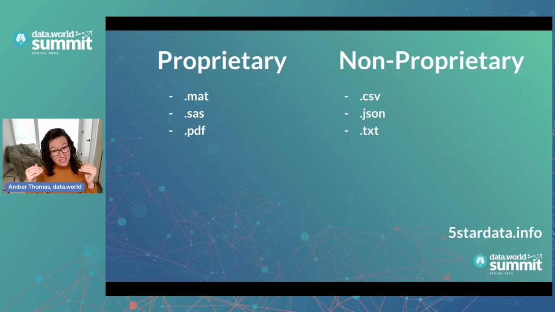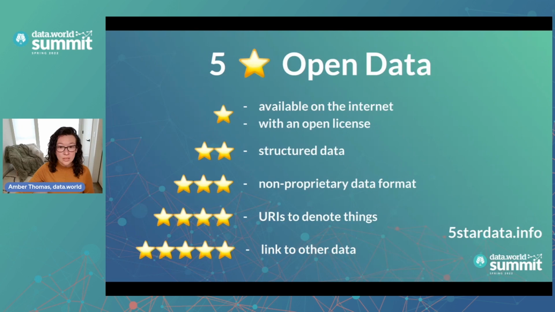There are 2 more stars. We can make our data more open than this. And this is starting to get into what I had referred to earlier as linked data. It's bringing the data closer to that analogy of the World Wide Web and how all of those documents are connected to one another. So the 4th and 5th stars have to do with how we denote things and how we link to other data. That might not make sense if you're unfamiliar with linked data, so I'll give you an example.